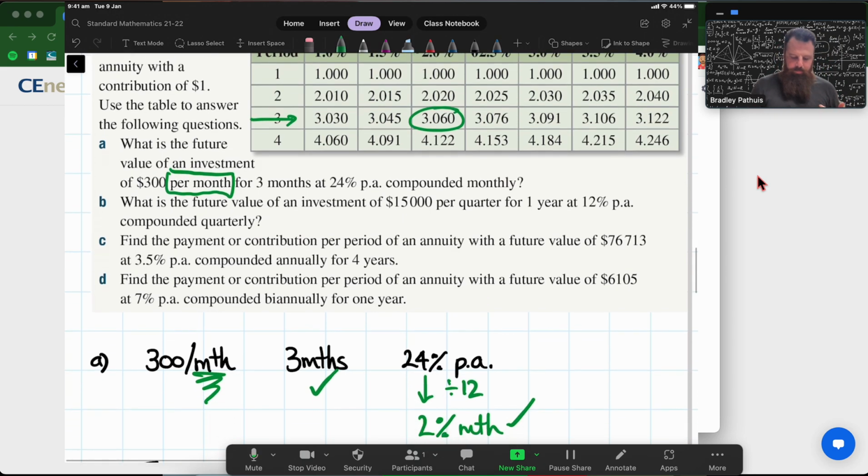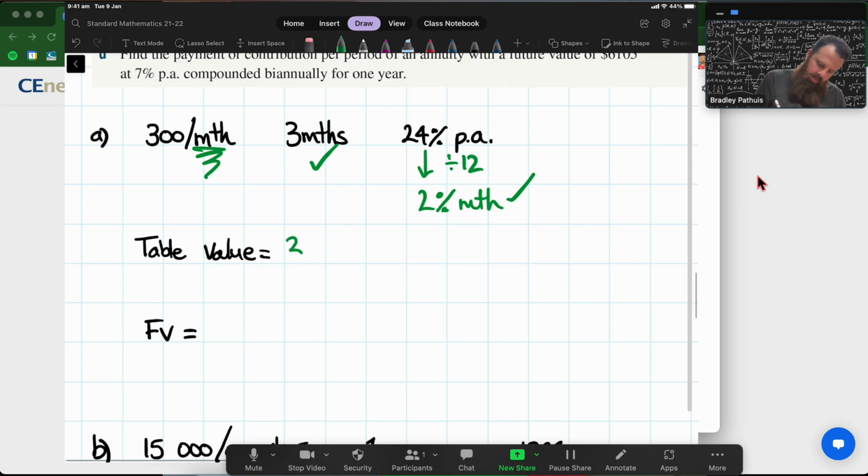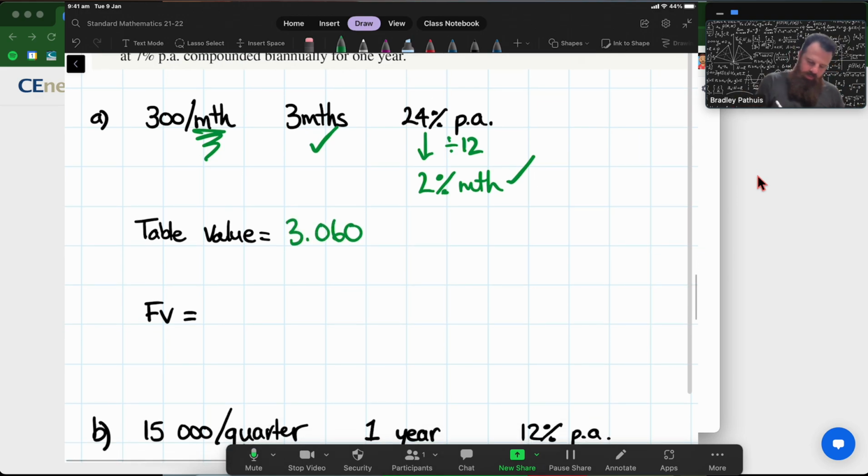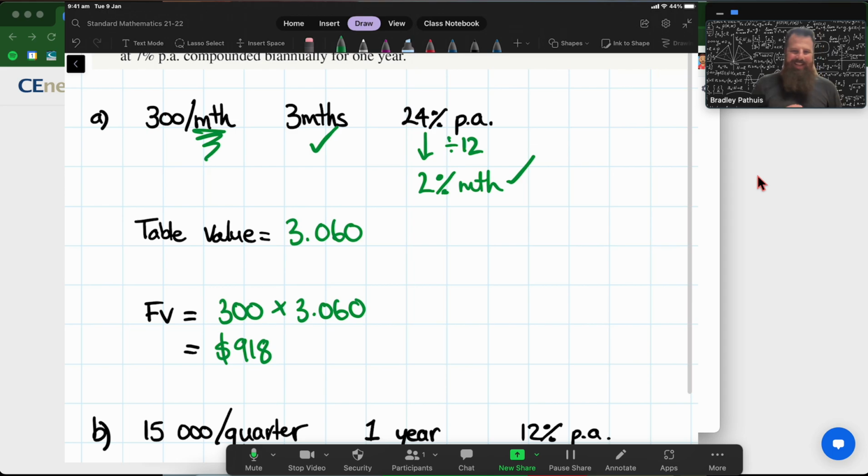3.060. So our future value is just our regular contribution multiplied by that value from the table. And what we end up with for that question is a future value of $918.